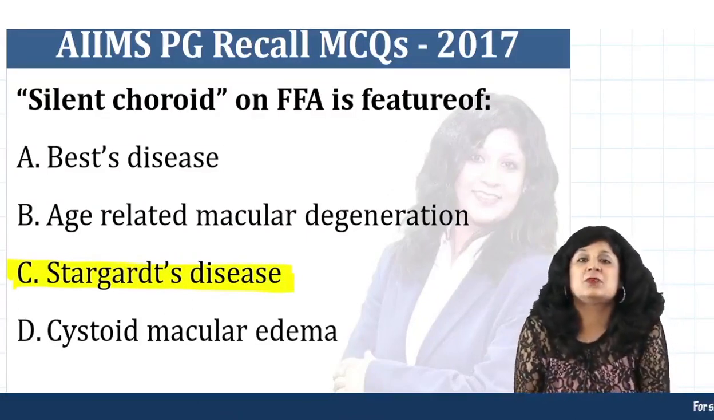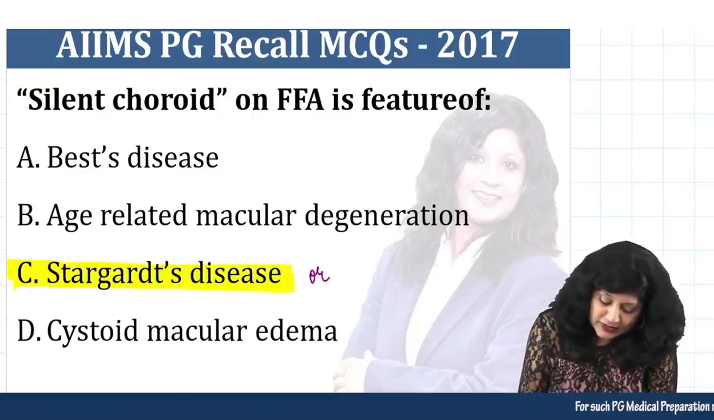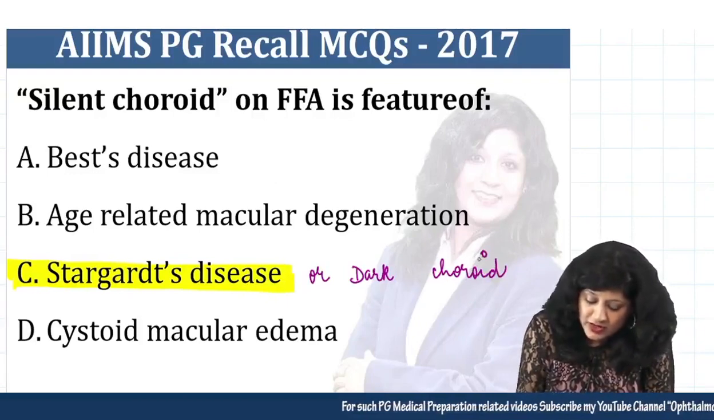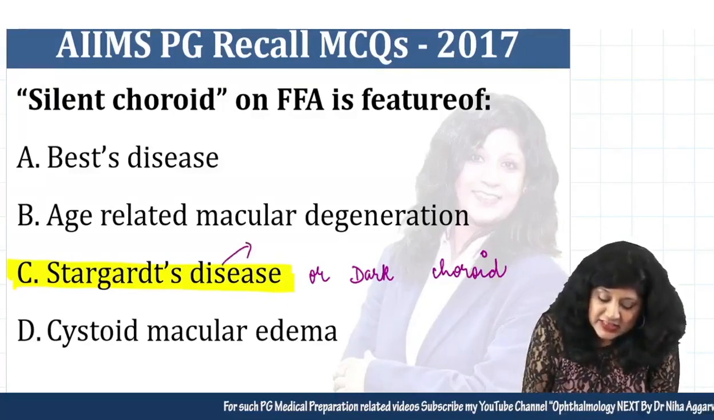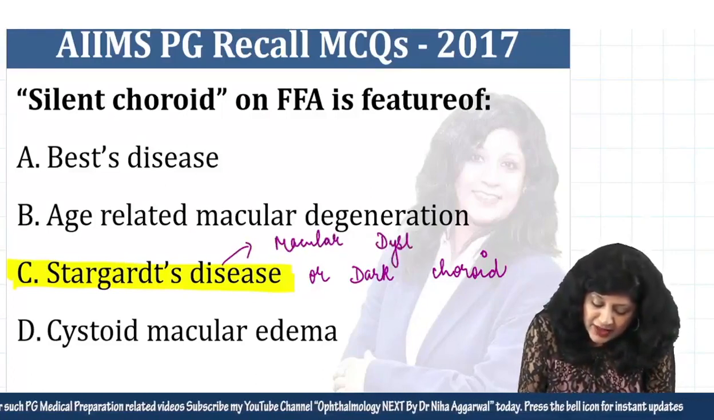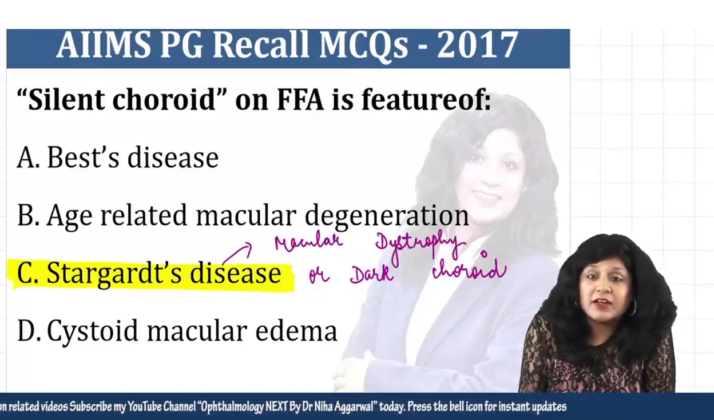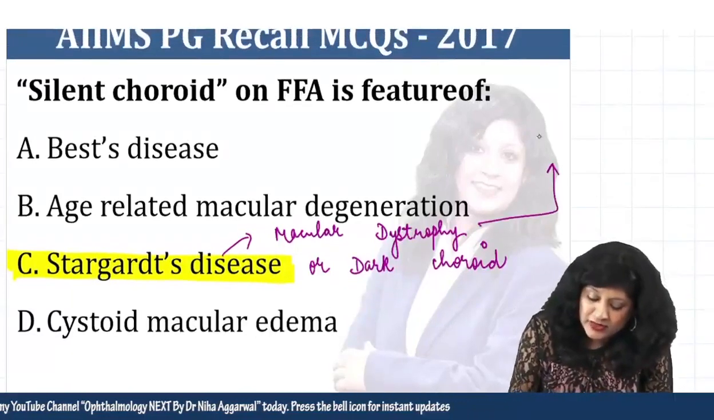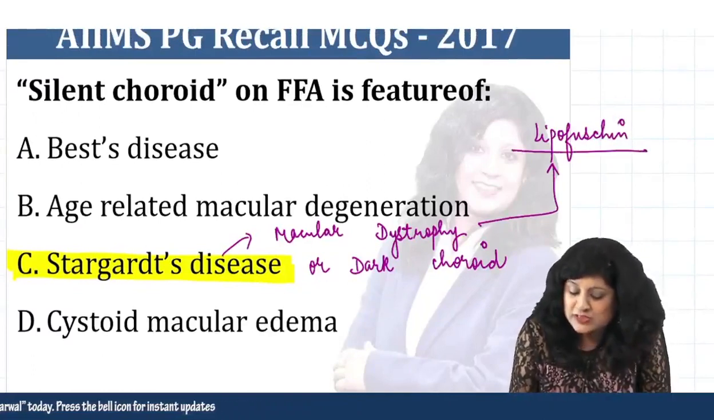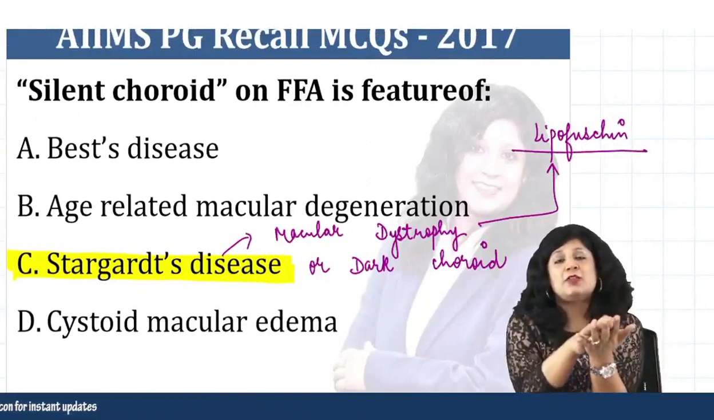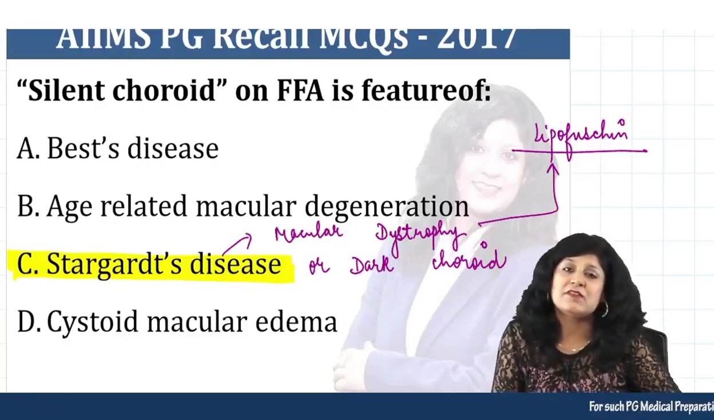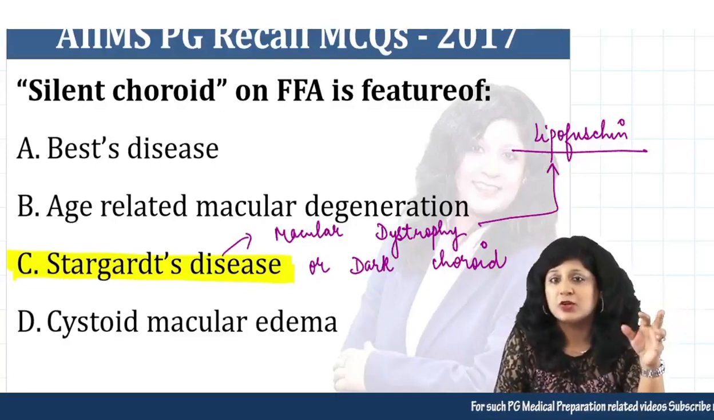In Stargardt disease, we get the silent choroid, or it is also called the dark choroid. Stargardt disease is actually a macular dystrophy where you get accumulation of lipofuscin over the macula. So it is covering a whole lot of the choroidal fluorescence, due to which the person gives you just the silent choroid or the dark choroid.